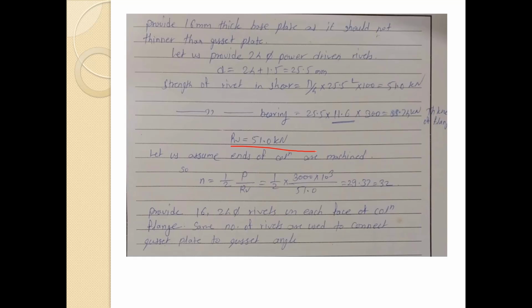So let us assume the ends of the columns are machined. So 50% of the load is transferred with these fasteners. So n equals 1 half, that is 50% P, divided by the rivet value. So 1 half into 3000 divided by 51, so the number of rivets will be 29. So we are providing 32 rivets. So provide 16 rivets of 24 mm on each face of the column, and the same number of rivets are used to connect the gusset plate to the gusset angle.